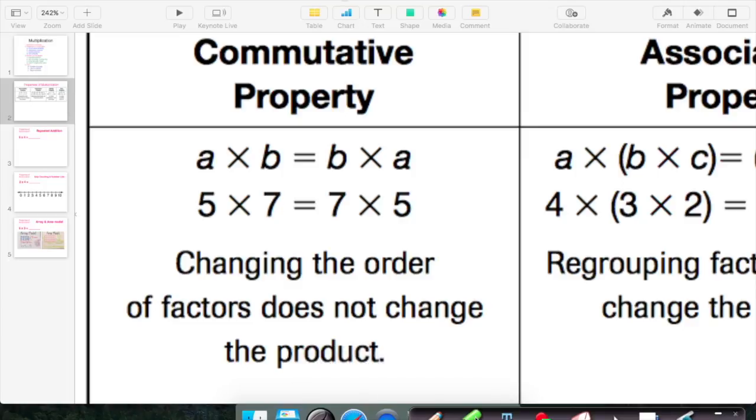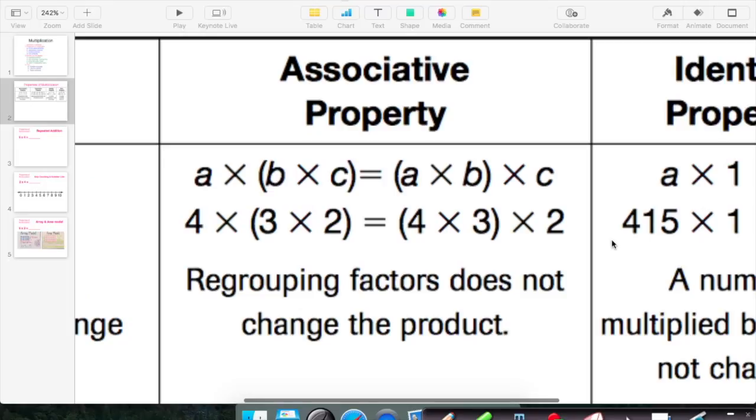So 5 and 7 are factors, and the answer of 5 times 7 is 35. That is the product. Even if you have 7 times 5, the answer would still be 35.